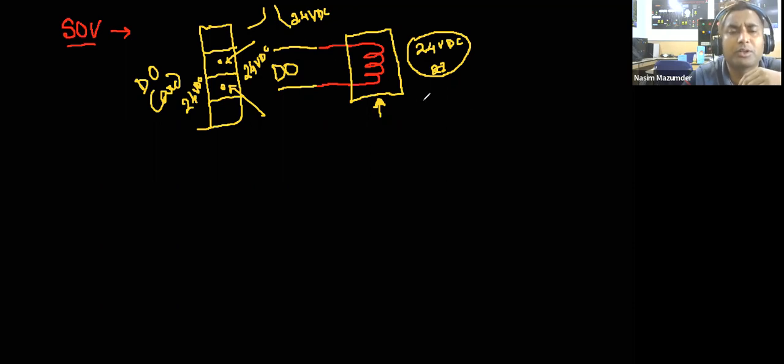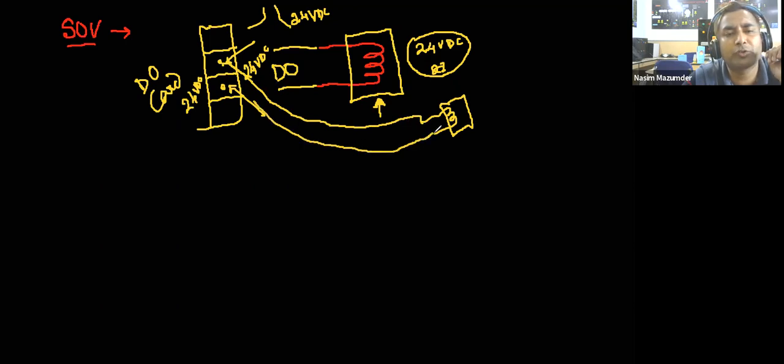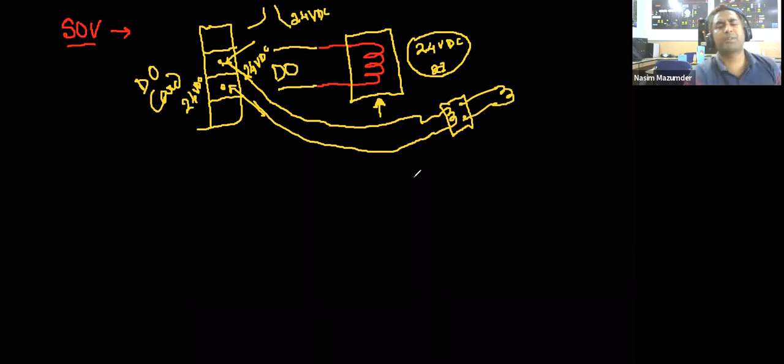If it is not so, then I have to use a relay card or a 24 volt relay. Then the digital output can be directly connected to the relay, and from the potential free contact of this relay, I can connect my solenoid valve. So this is the simple connection for a solenoid valve that will work for you.